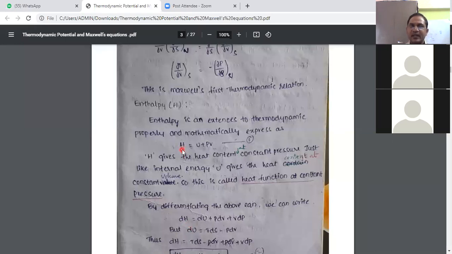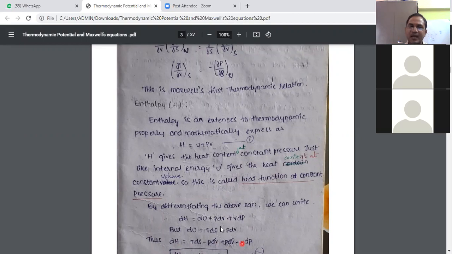What I am saying: H is equal to U plus PV, this is equation 1. Simply we differentiate both sides. Then dH is equal to dU plus PdV plus VdP. But according to the concept we discussed in the previous Maxwell equation, there we got dU equal to TdS minus PdV. We got this equation by combining the first law and second law of thermodynamics. So now simply substitute dU equal to TdS minus PdV in this equation. Then we get dH is equal to TdS minus PdV plus PdV plus VdP.